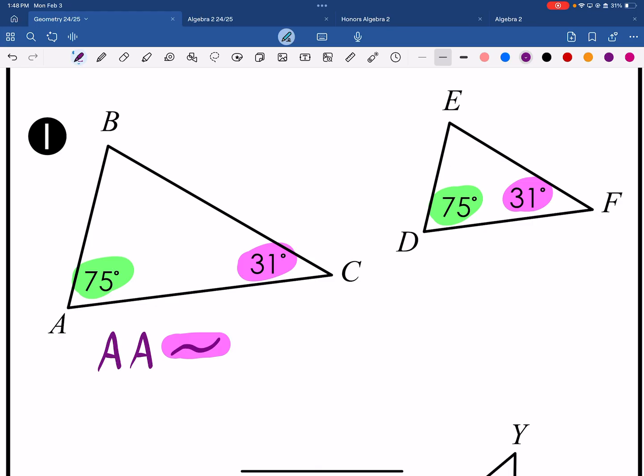Now, the next thing we want to be able to do is write a similarity statement. In other words, triangle ABC is similar to what triangle?